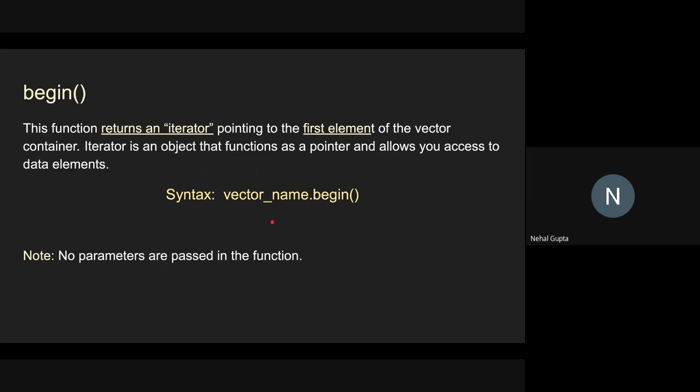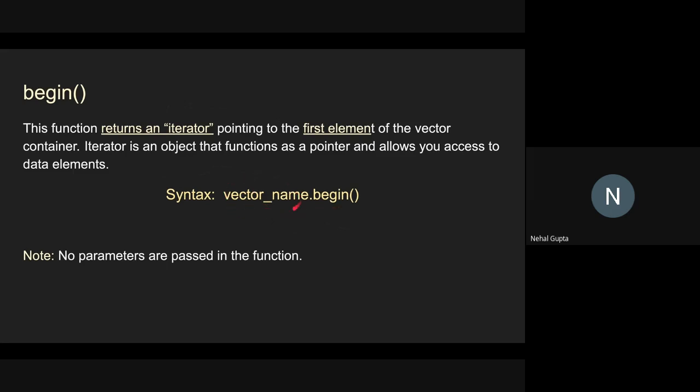For example, if we have 1, 2, 3, 4, and 5, and we use the begin function, it will return an iterator. It will not return an int value or char value. It will return an iterator. You will understand this point later when I do the questions, what exactly an iterator means. But for now, you need to know that it will return an iterator to the first element of the vector. This is how you define the begin function.